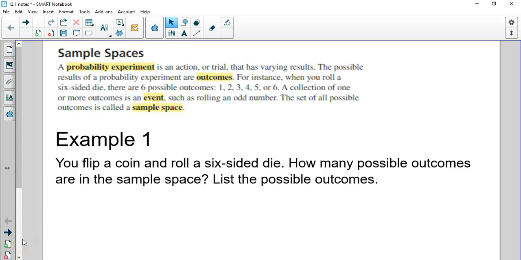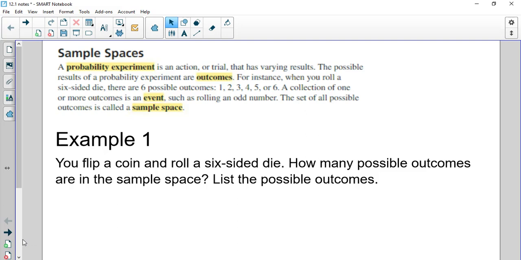Of our last chapter, Chapter 11 on probability. So our first concept is sample spaces. A probability experiment is an action or trial that has varying results, such as flipping a coin, rolling a die, spinning a spinner. The possible results are outcomes. Okay, so when you flip a coin, heads or tails, those are the outcomes.